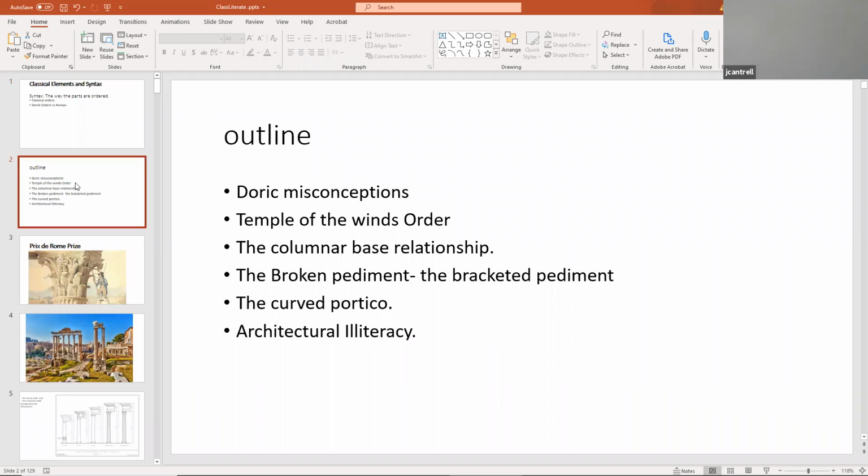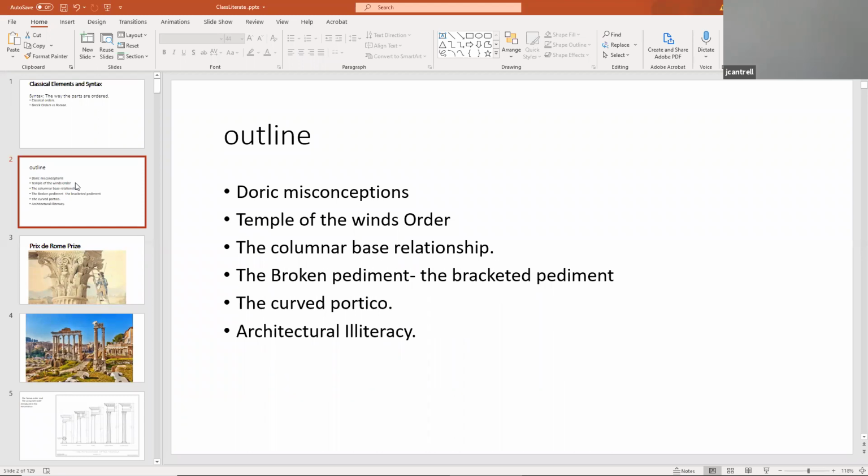Here's a brief outline with some learning outcomes. Understanding Doric order misconceptions. We'll talk about the Temple of the Winds, which we haven't seen in class before, the columnar-base relationship, the Baroque Pediment, the curved portico, and of course, specifically, what's interesting is architectural illiteracy, which is a common dynamic in contemporary classical architecture, prominently in American culture, which is interesting and a little bit disturbing.